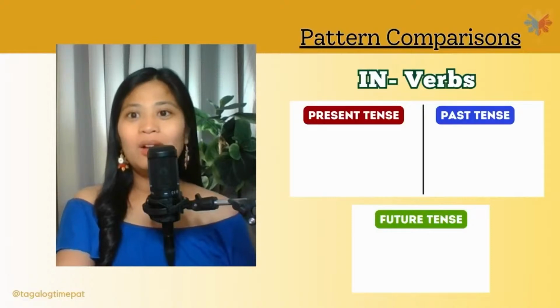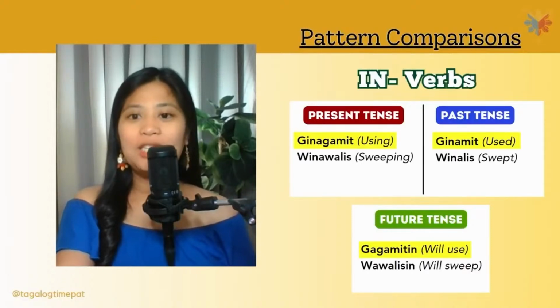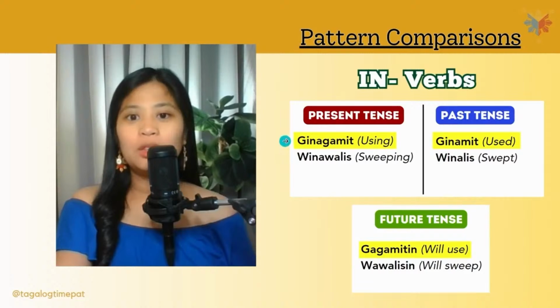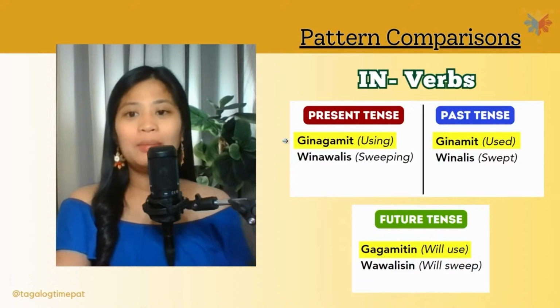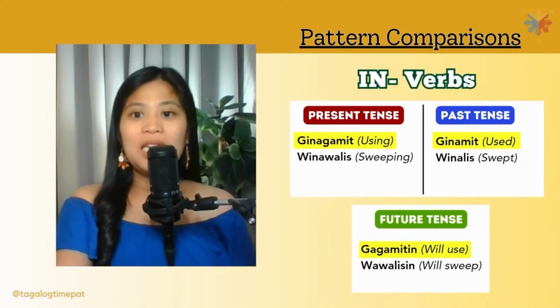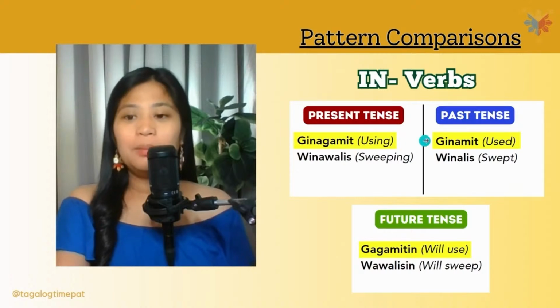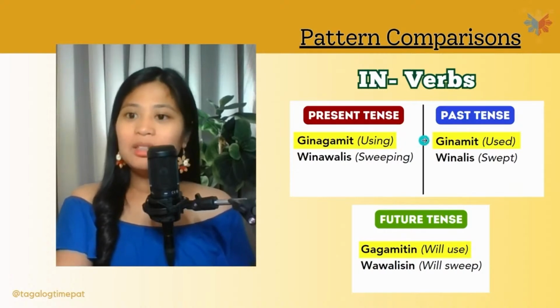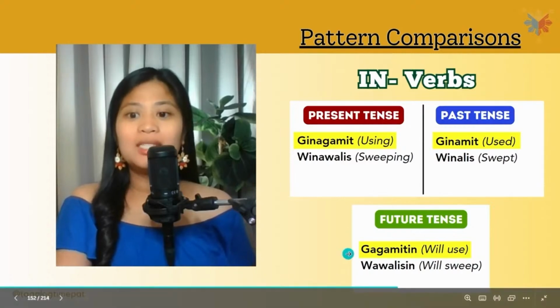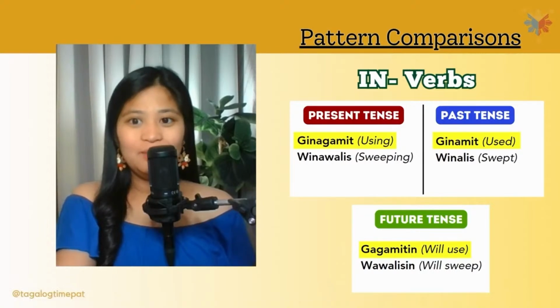Let's compare all of the conjugation patterns for in verbs. We'll just take a look at the ones highlighted in yellow. Gamit means to use. In the present tense, it's ginagamit, using. In the past tense, it's ginamit, used. And then the future tense, gagamitin, will use. So very interesting there.